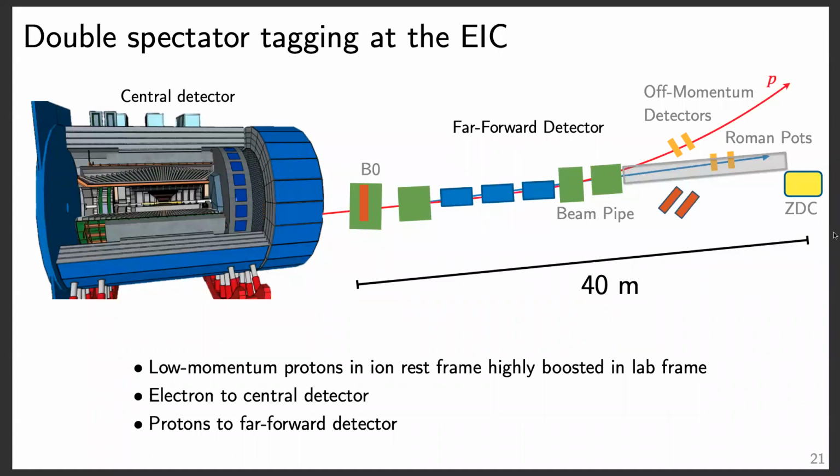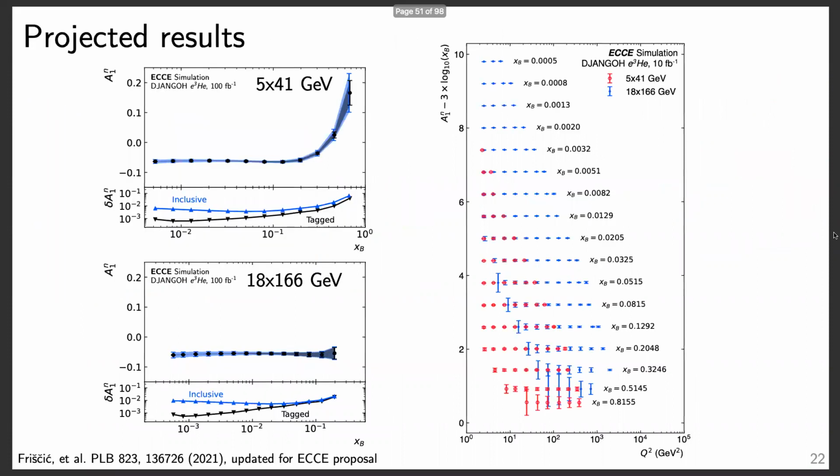And so using this, you essentially are able to perform double spectator tagging to scatter off of the low momentum neutron. These are some projected results. So here, this paper has some details about the study that was done, but the plots I'm showing here were actually updated relative to that publication for the HA detector proposal.